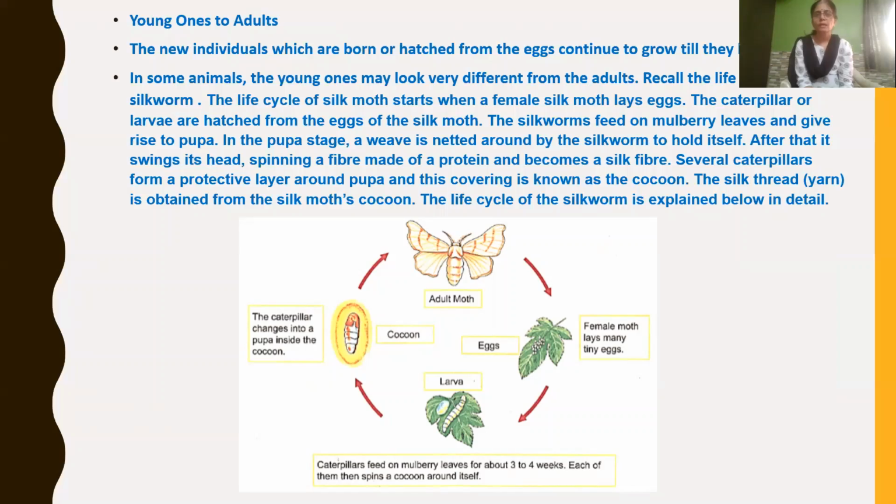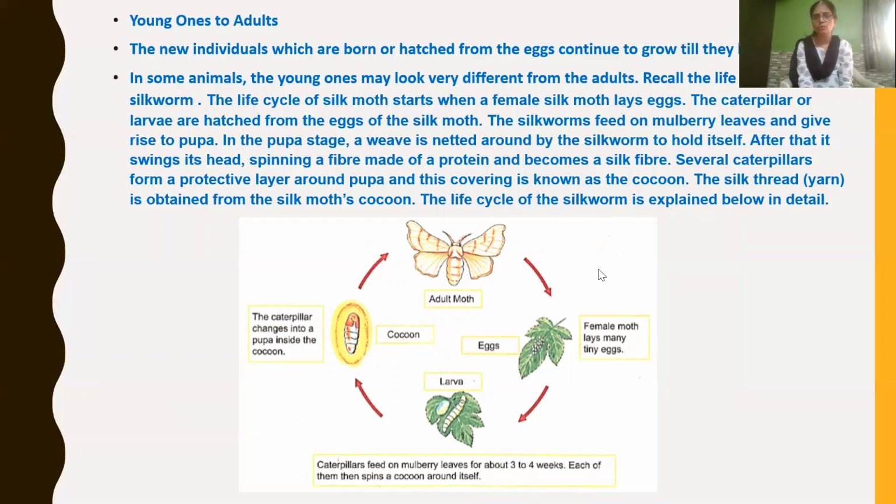Then it forms a protective layer around the pupa, and this covering is what we call the cocoon. Then the silk thread is obtained from the silk moth cocoon. This way, the life cycle of the silkworm, if you can see in the figure, is explained in detail.